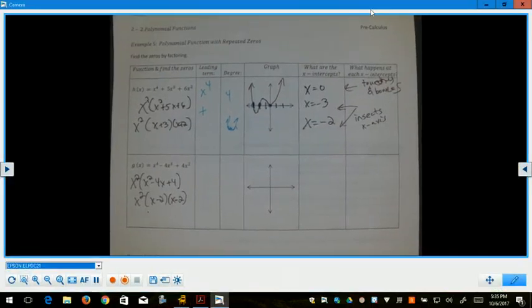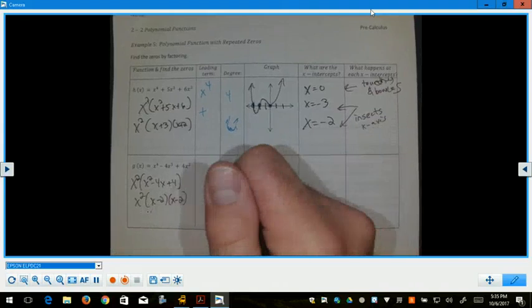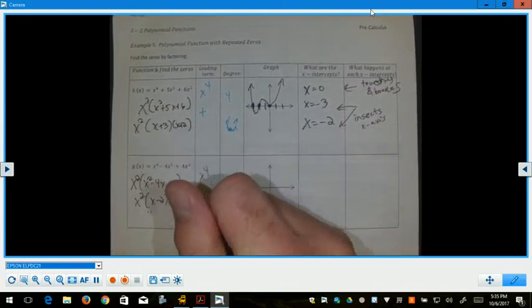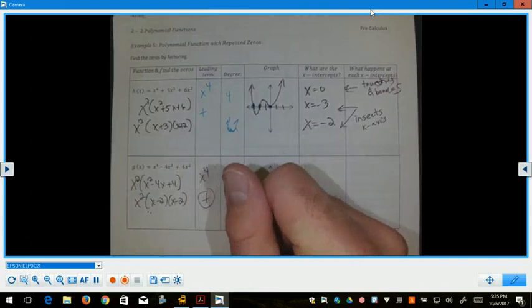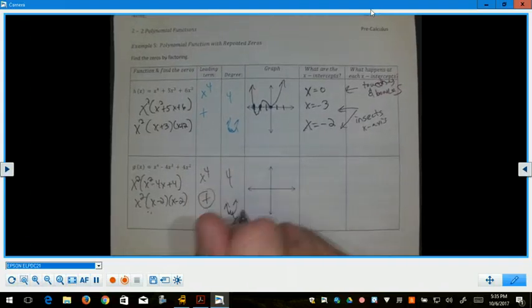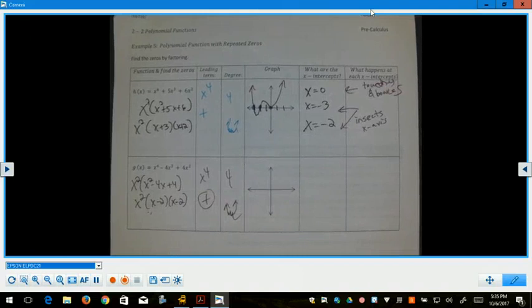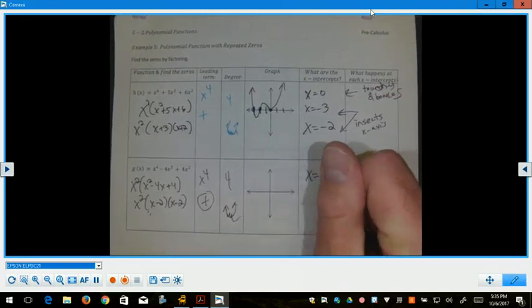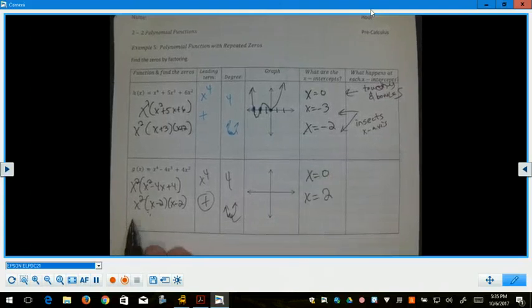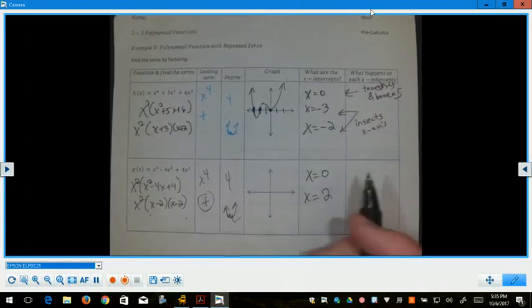In our next function, if you factored this correctly, by the way, the leading term was x to the fourth, so we know it had a positive lead coefficient and degree 4. So with that even degree and positive, we expect the end behavior to be opening up on both sides of this function. The zeros were 0 and 2, which are obtained from the factors.